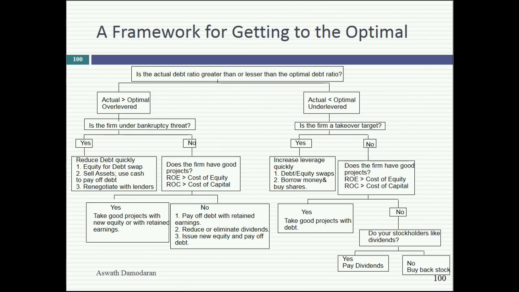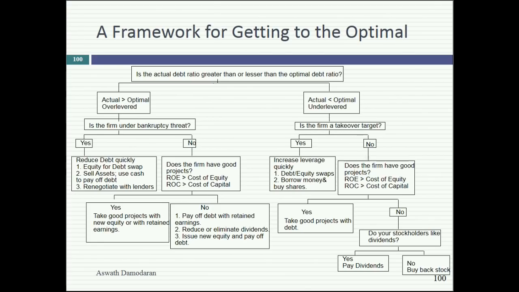Of course, you could also be a company which has too much debt, not good projects, in which case, over time, you've got to take every dollar of equity earnings you have. Again, cut dividends to zero, put it into paying down the debt, and try to get back to a debt ratio you can sustain.